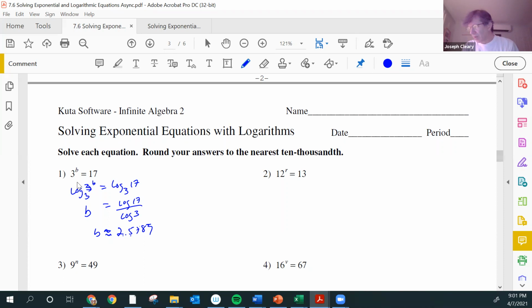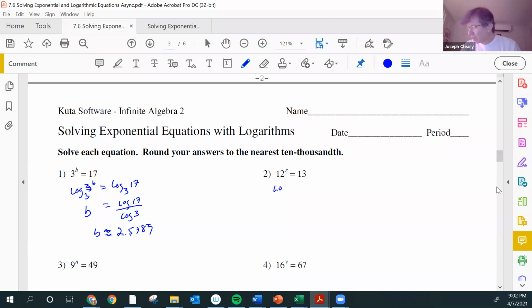And then it's a matter of solving for, well, what is log base 3 of 17? What do I need to raise 3 by to get 17? And you could use your calculator, and with the change of base formula, it becomes log of 17 divided by log of 3. So b is about 2.5789.